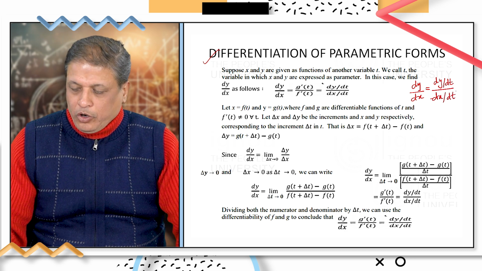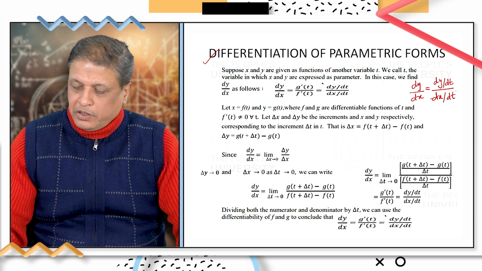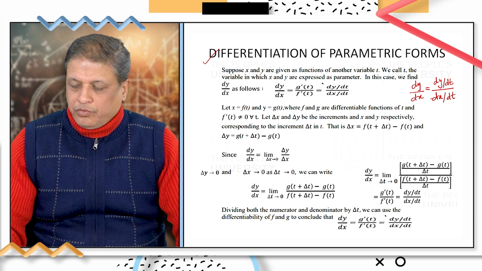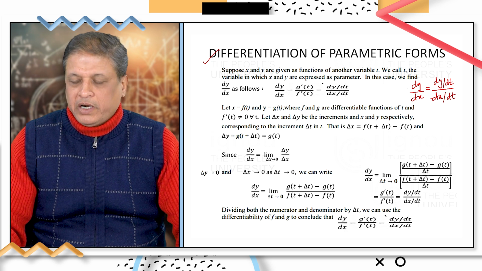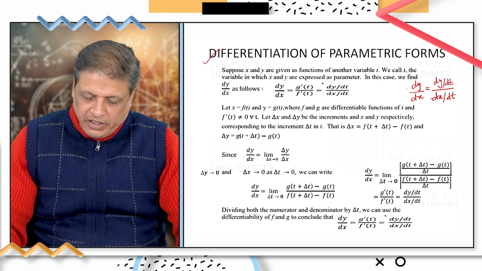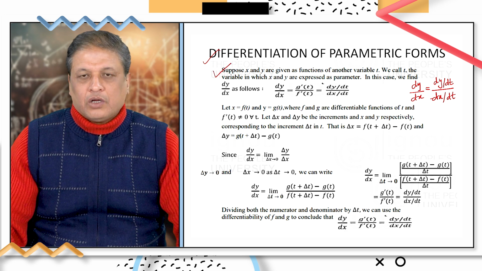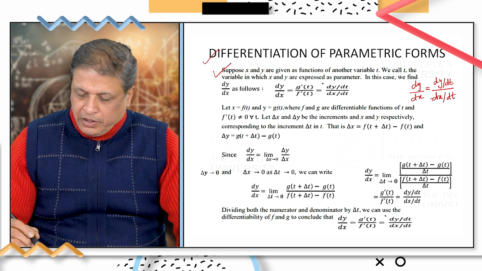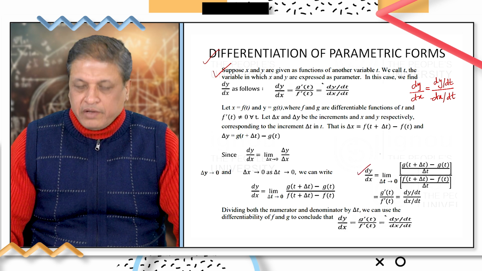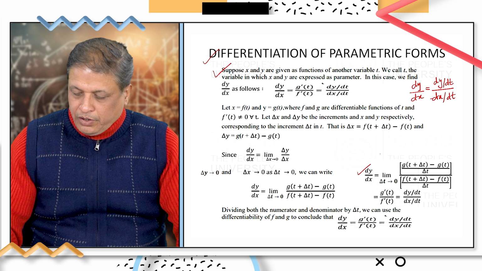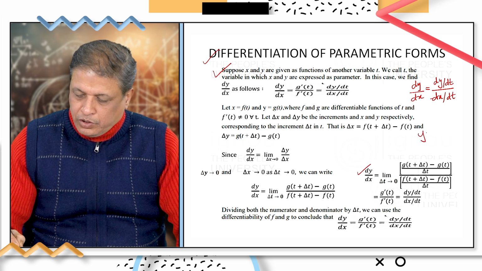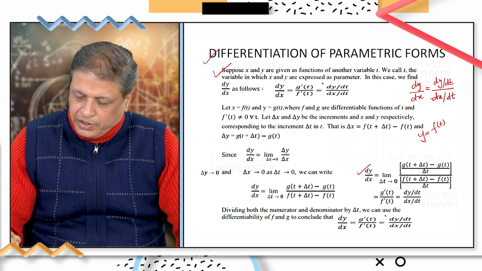Differentiating numerator and denominator with respect to parameter t, you will get the same value of dy by dx. We are not going into the details of this part, but it is very simple to understand that dy by dx, given the function y is equal to f(t) by g(t), or g(t) by f(t) also.